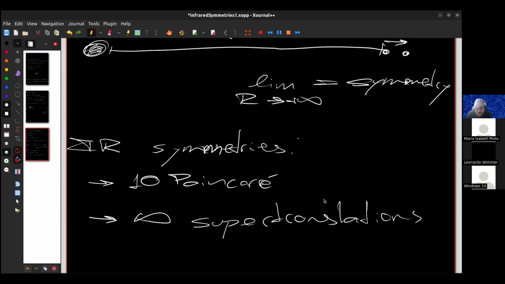And the same happens in Minkowski spacetime. If you go very far away in Minkowski spacetime, in the limit in which you go infinitely far away, what you end up having is not special relativity anymore. It's this very different construction which has infinitely many symmetries.